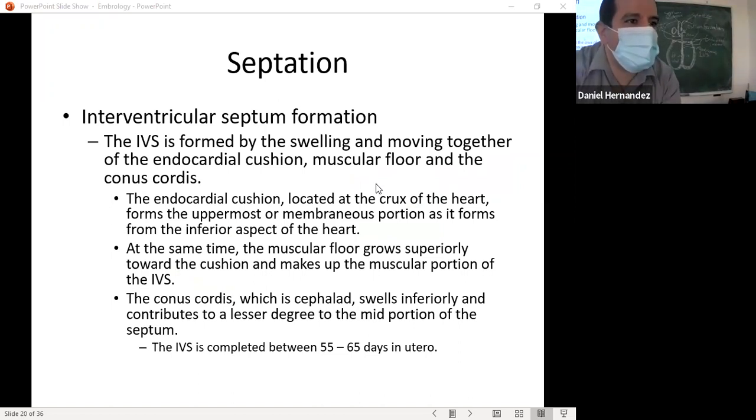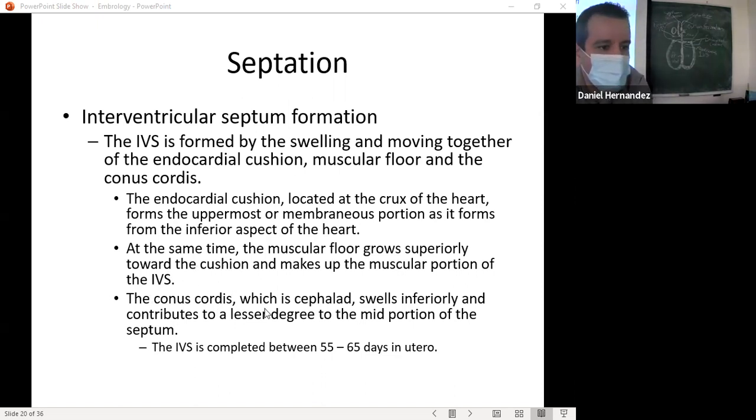So, intraventricular septal formation. The intraventricular septum is formed by the swelling and moving together of the endocardial cushions, the muscular floor, and the conus cordis. The endocardial cushions, located at the crux of the heart, form the uppermost or membranous portion as it forms from the inferior aspect of the heart. At the same time, the muscular floor grows superiorly towards the cushion and makes up the muscular portion of the intraventricular septum.